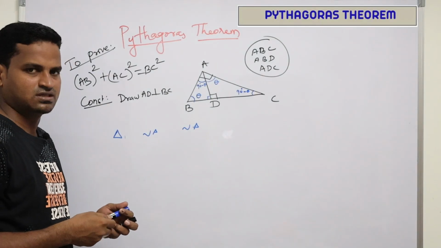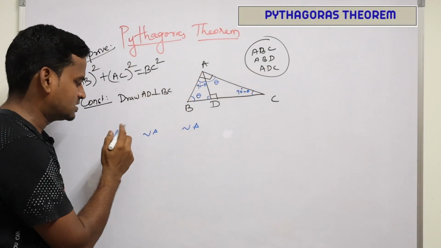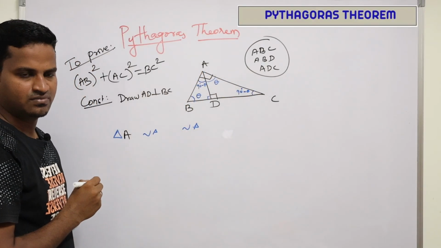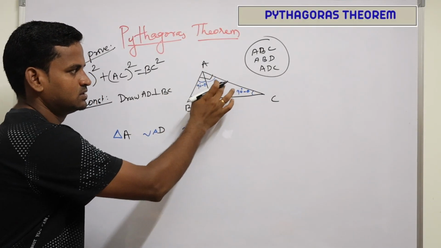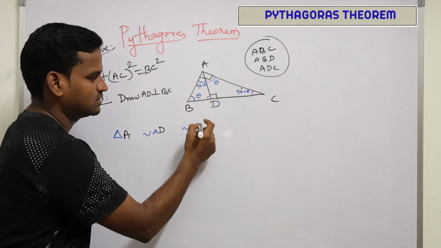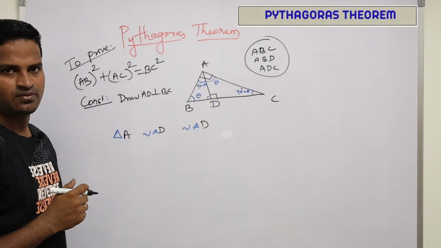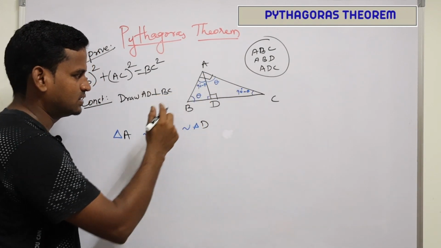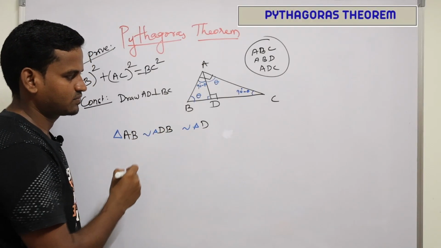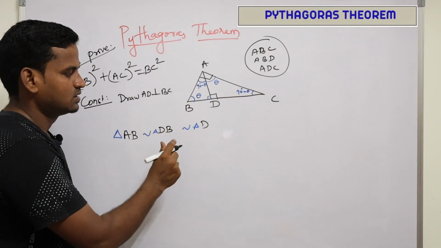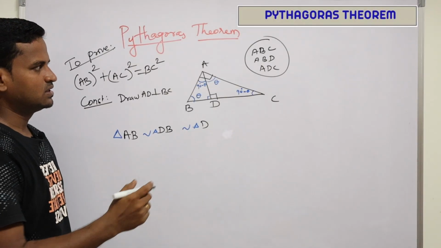How are they similar? See here. In ABC, 90 degrees at A. In the small triangle, 90 degrees at D. In the medium triangle, 90 degrees at D. Then come to angle theta. In the big triangle ABC, theta is at B. In the small triangle, theta is at B. In the medium size triangle, theta is at A.